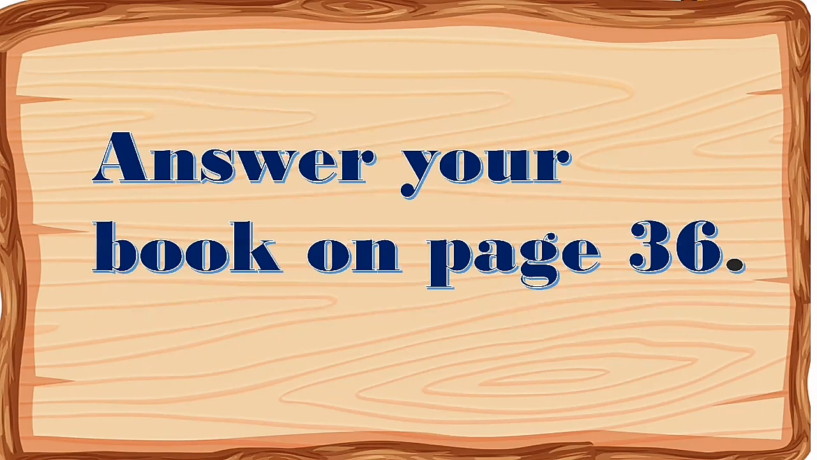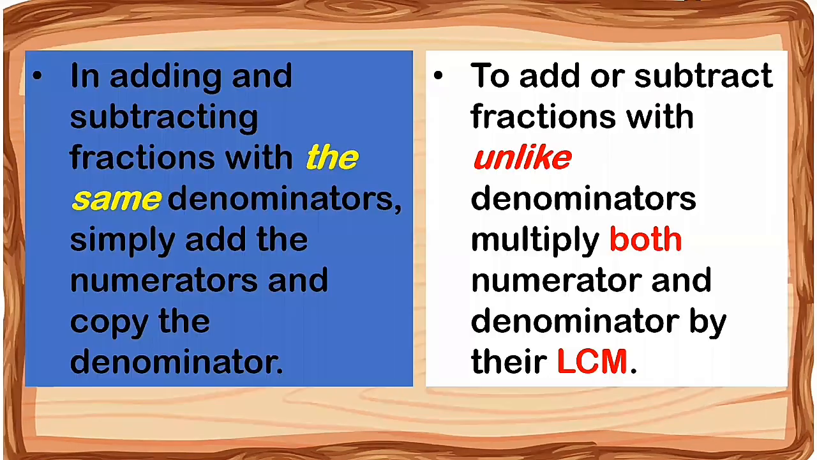Okay? So, to sum it up, class, in adding and subtracting fractions with the same denominators, simply add the numerators and copy the denominator. And to add or subtract fractions with unlike denominators, multiply both the numerator and denominator by their LCM. So, by the way, what is LCM again? Okay, it is the least common multiple.